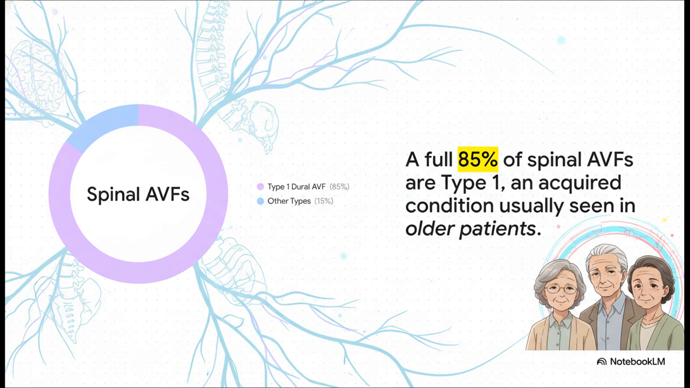The most important thing to know is that one type completely dominates the others. A whopping 85% of all spinal AVFs are type 1 dural AVFs. This isn't something you're born with, it's something people get when they're older, usually in the thoracic spine. That makes it your number 1 vascular suspect to rule out every time.